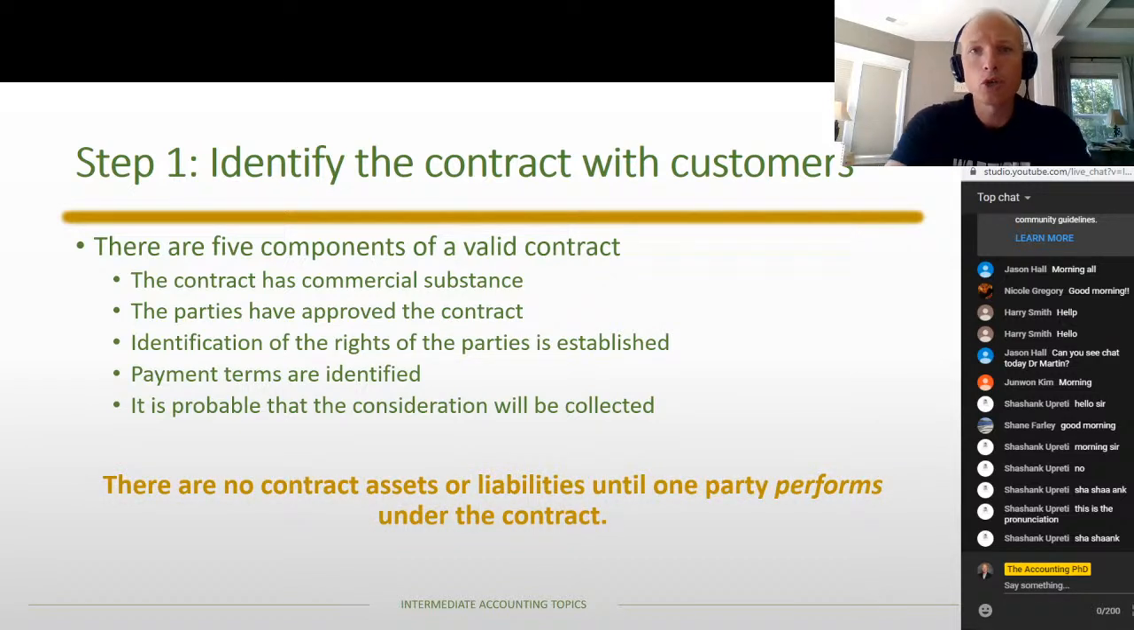Really important here: you can have a contract, but until somebody actually performs under the contract, there is no asset or liability. A lot of times you think, oh, we just signed this big contract, which is great, especially if you're a business and you just got a new client, and it's going to be this great deal for you. But the issue is you can't really recognize any assets or liabilities until you or the other person starts performing under the contract. And as soon as a party starts performing under the contract, that's when contract assets and liabilities are created.